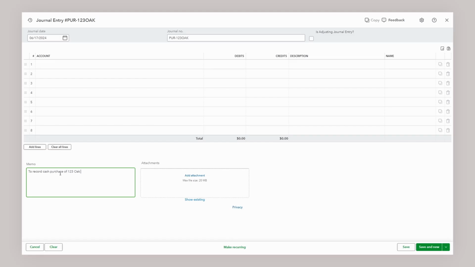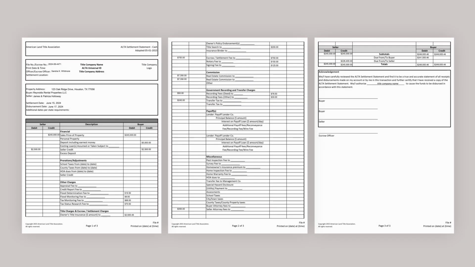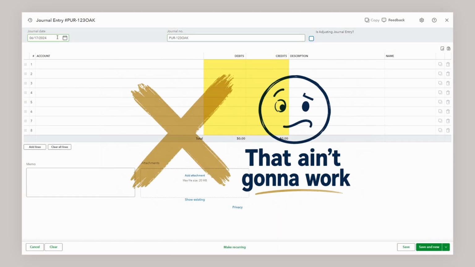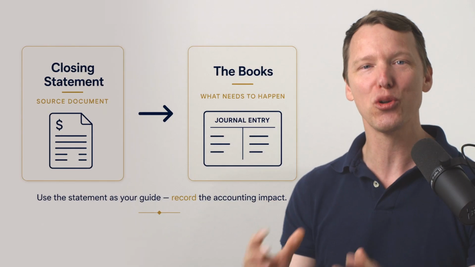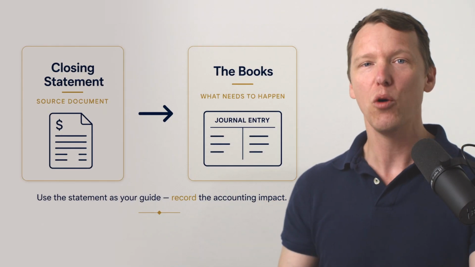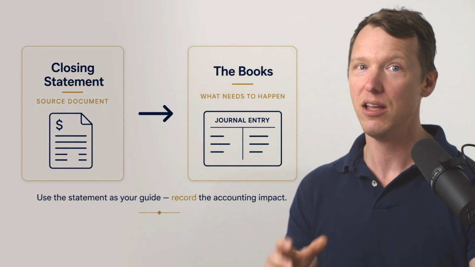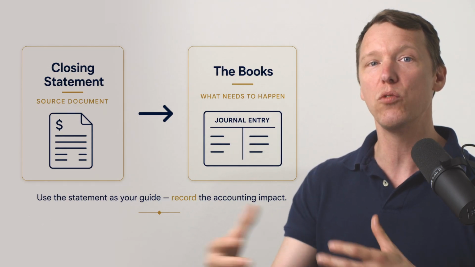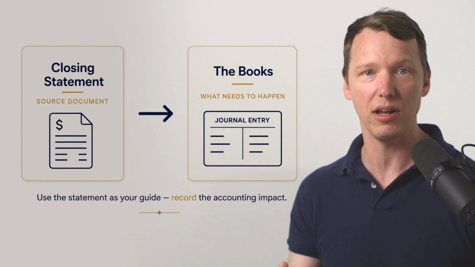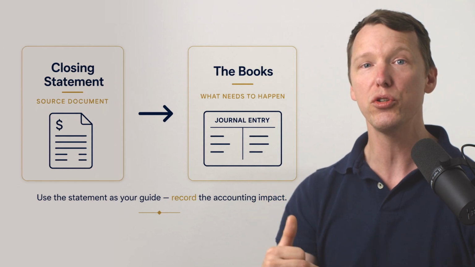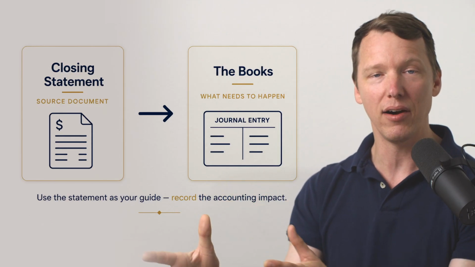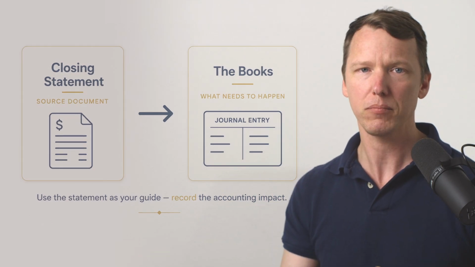Now, before we enter the numbers, here's the key idea to understand. You're not going to blindly copy the settlement statement columns into QuickBooks. That ain't going to work. The settlement statement is a source document, but in QuickBooks, we're recording the accounting impact, double entry accounting, debits and credits. That means what assets did we acquire? What costs need to be capitalized? What credits reduced the amount due? What cash actually left the bank? All right, that's the clean way to think about it.